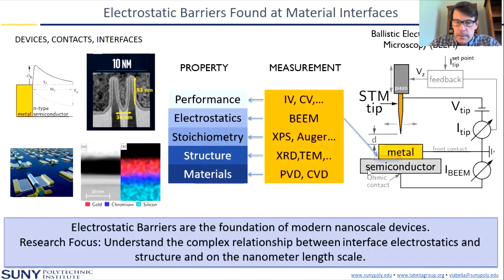And semiconductor. So our research group is focused on understanding the complex relationship between the interface electrostatics and the structure on the nanometer length scale. As these devices shrink, the contact areas, like between the source and drain, front-end contacts these days are on the order of 30 or 40 nanometers square, or even smaller. They're getting smaller with every generation. So you need to know how that fluctuates on the nanoscale.